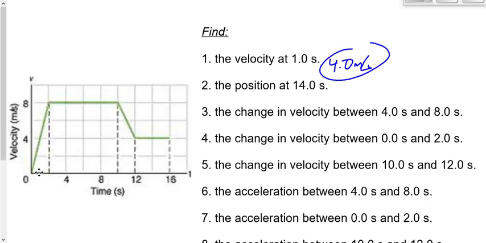So just be careful not to do that. Question number 2, there's a bit of a typo. This should say what's the velocity at 14 seconds. The velocity at 14 seconds, go up, at 14 seconds go over, and once again, that's 4.0 meters per second.